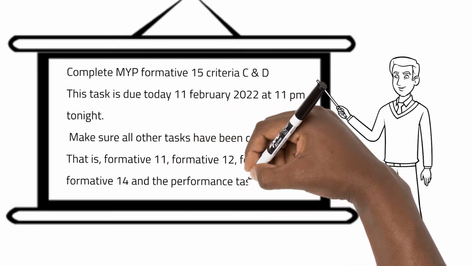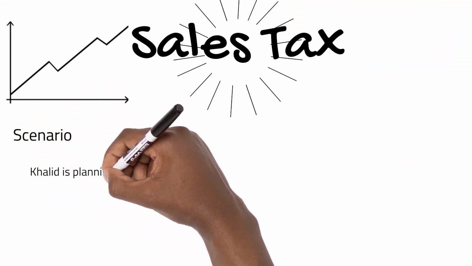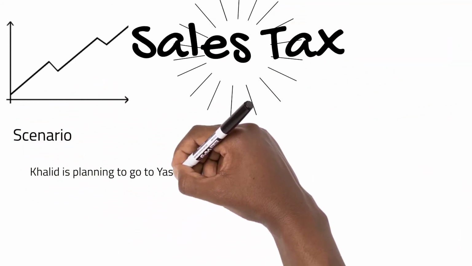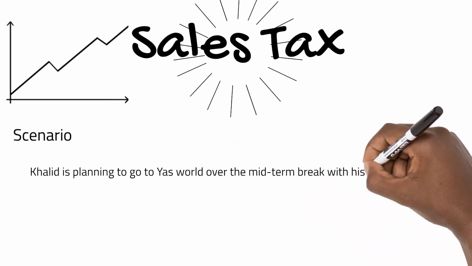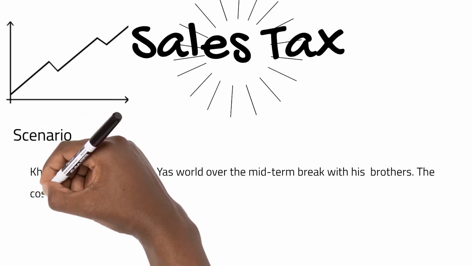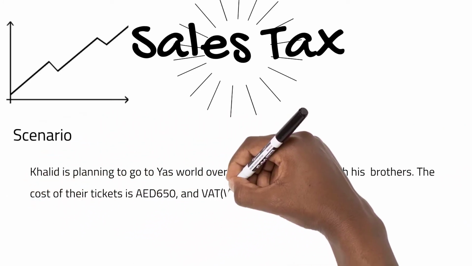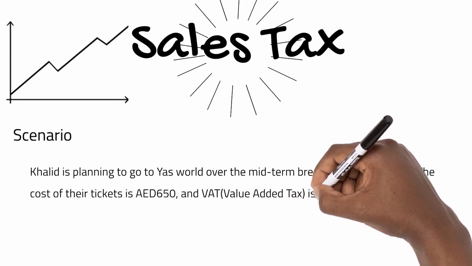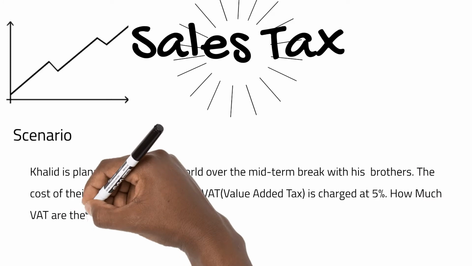Now, let us get down to business. First we have a look at sales tax. Scenario. Khalid is planning to go to Yas World over the midterm break with his brothers. The total cost of their tickets is 650 United Arab Emirates dirhams, and VAT is charged at 5%. How much VAT are they going to pay? Remember, VAT stands for value-added tax.